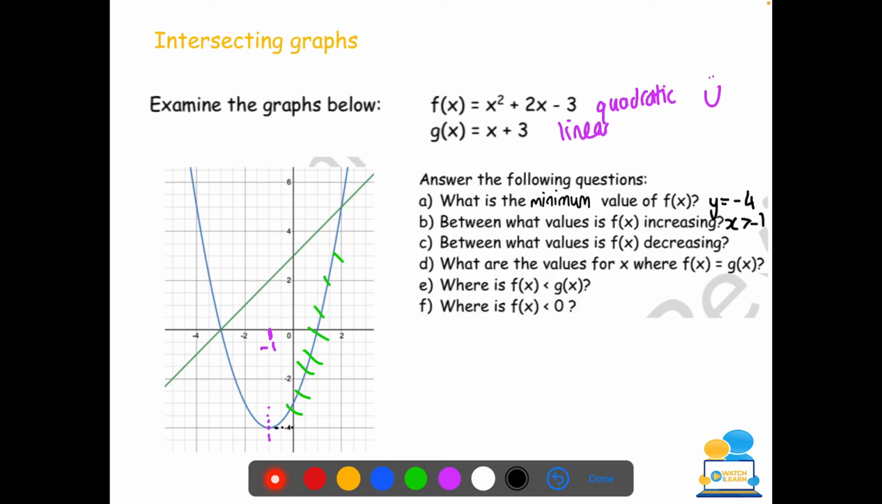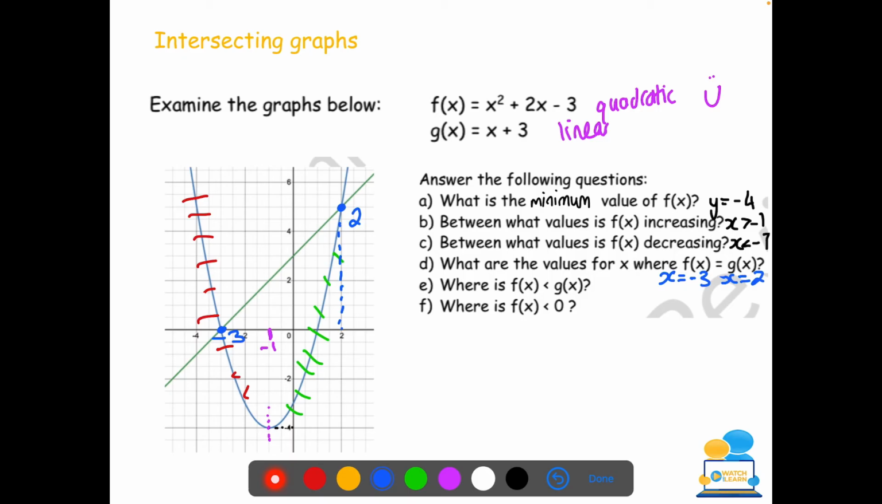Between what values is f of x decreasing? So on the other hand, our curve is decreasing, so my y values are going down, when x is less than -1. What are the values of x where f of x is equal to g of x? Well, this value here will be -3. This value here, you may have to read down, will be 2. So where x is equal to -3, where x is equal to 2.